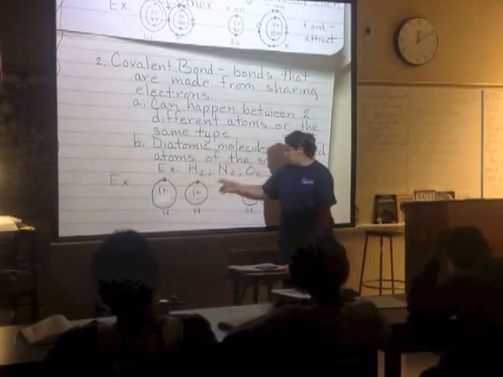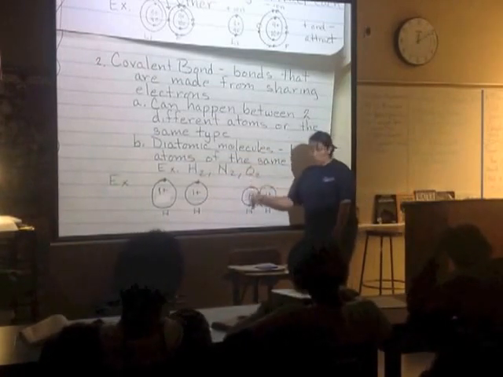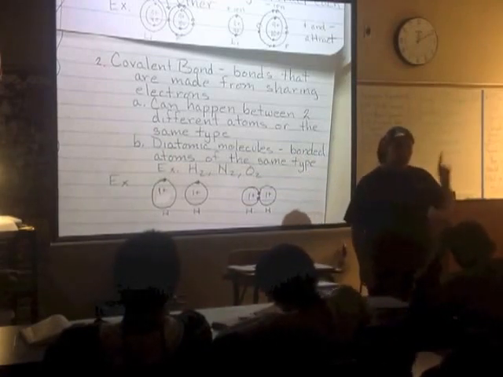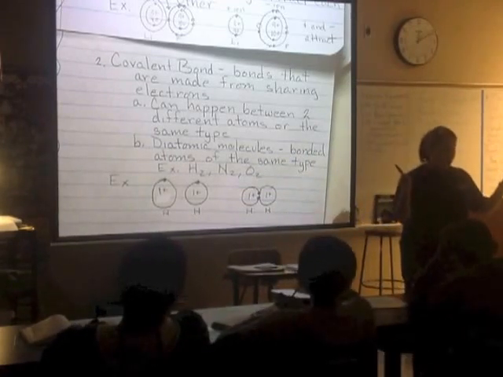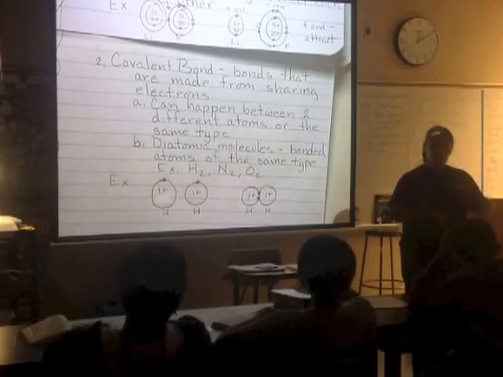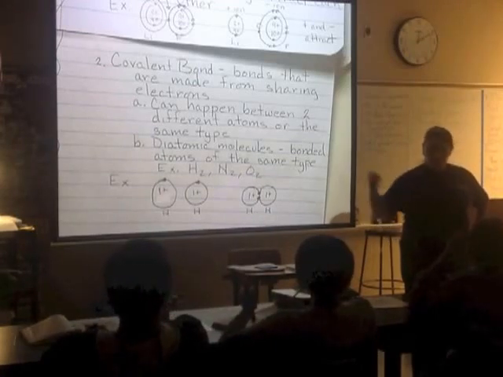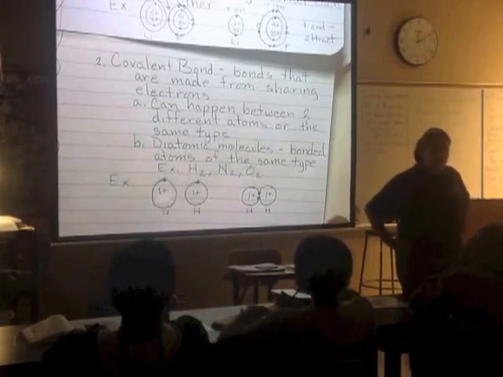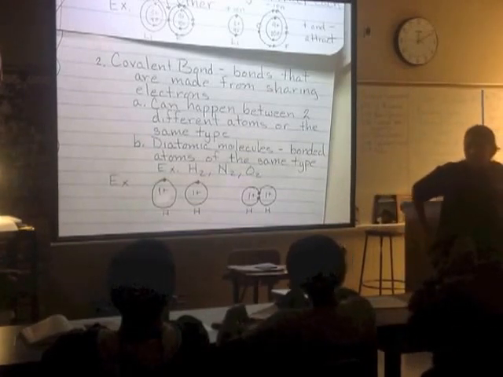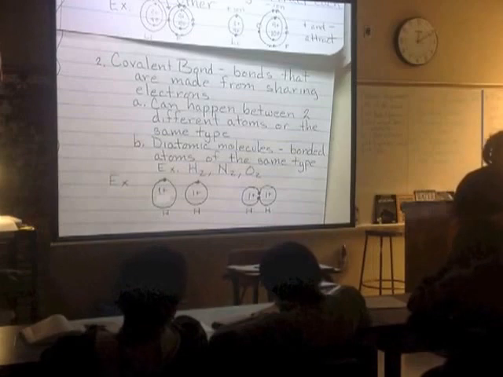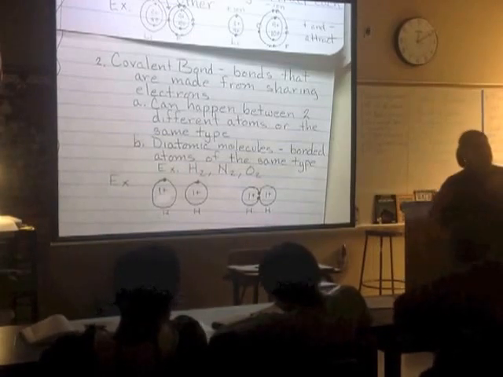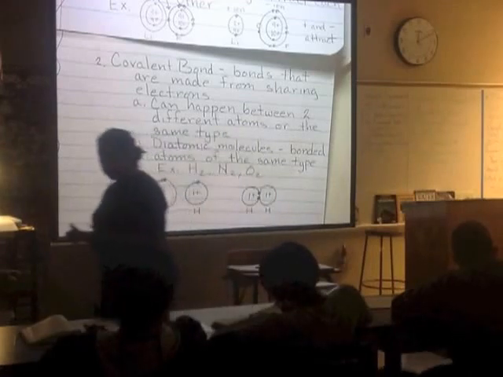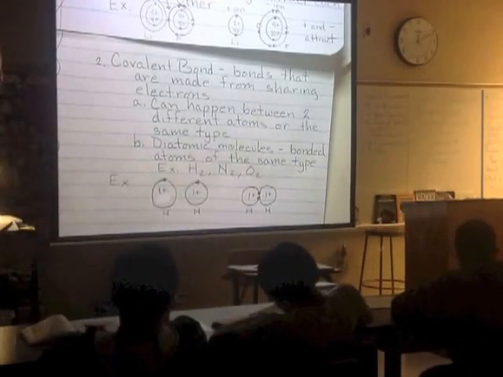H2 is a nonmetal. N is a nonmetal. O is a nonmetal. Water, H2O, H and O, nonmetals. So water is what type of bonding? Covalent bonding, because they're both nonmetals. Very good. So covalent bonds occur between nonmetals. They share their electrons and that's how they bond with each other.